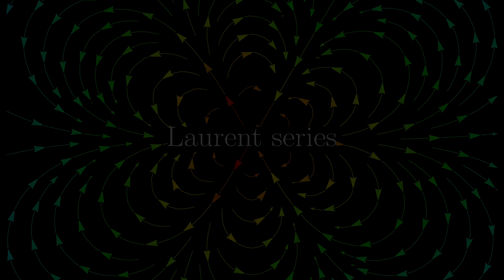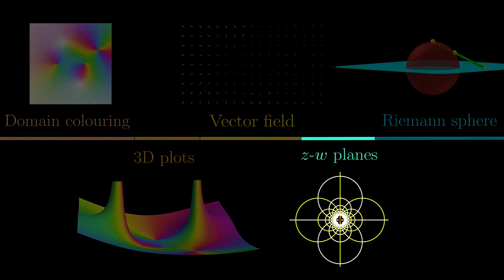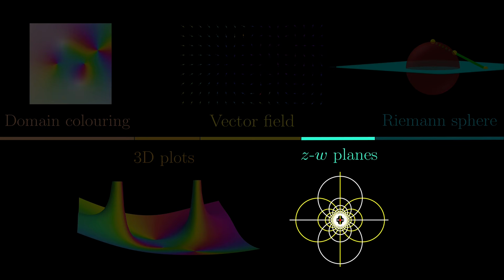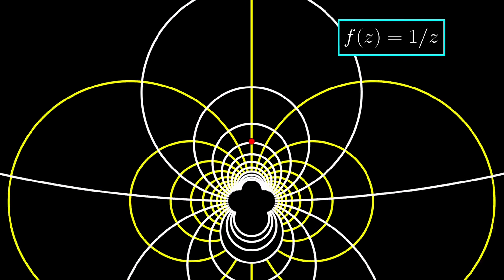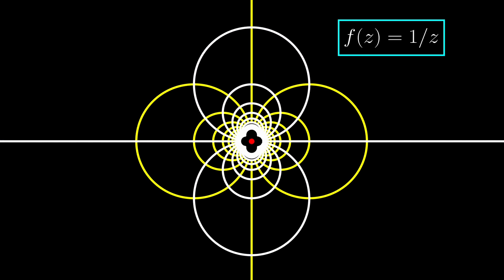I would be remiss if I don't tell you where this picture for the zw plane comes from. It turns out it is the function 1 over z. Again, we start off with the grid, and here we go. The result is beautiful, but what's more, all these are circles or lines passing through the origin, and they still intersect at right angles.